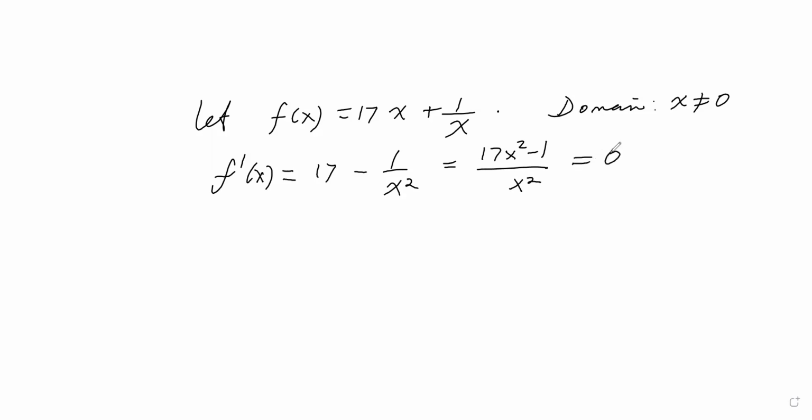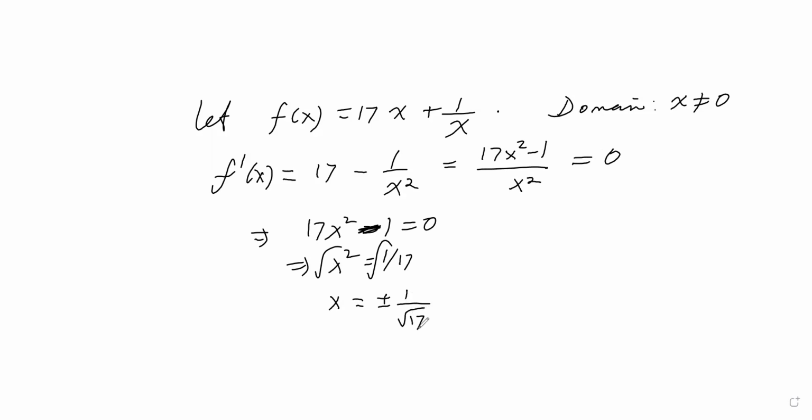When I set this to 0, I'm going to set the top to 0. 17x squared minus 1 equals 0, so x squared equals 1 over 17. Then take the square root of both sides. So x equals plus or minus 1 over square root of 17.